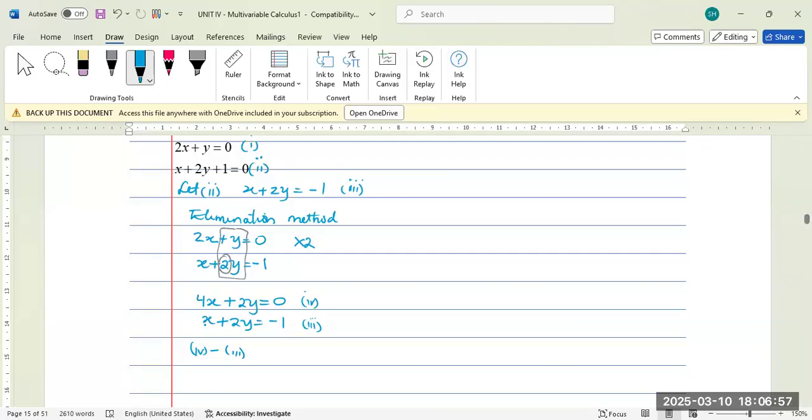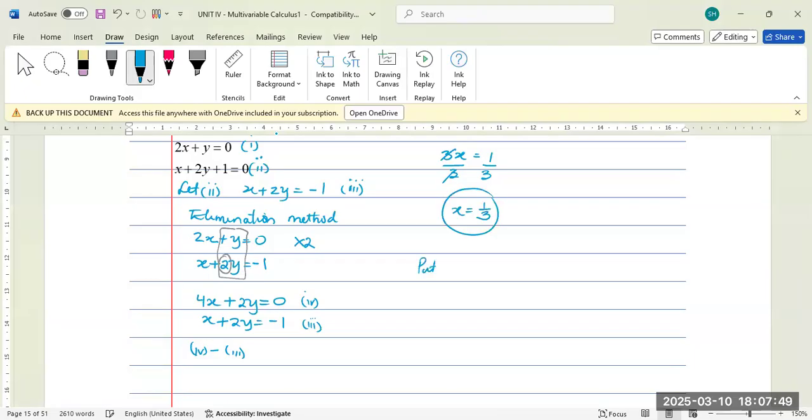4x minus x equals 3x. 2y minus 2y equals 0. 0 minus minus 1 equals positive 1. And then I divide both sides by 3. So x is going to be equal to a third.